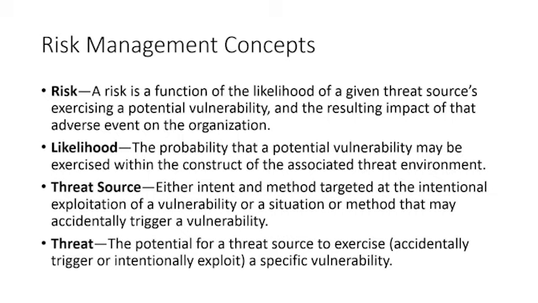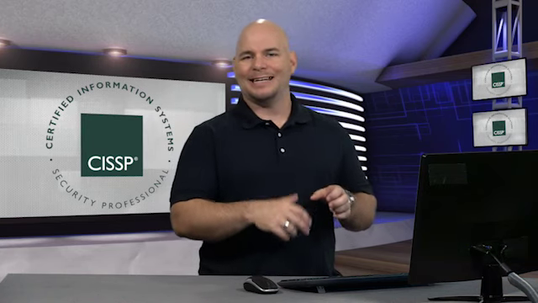A threat source is either an intent and method targeted at the intentional exploitation of a vulnerability, or it could be a situation or method that may accidentally trigger a vulnerability. So a threat source is what's doing the bad thing, regardless if it's intentional or not. Sometimes we have accidental things, for lack of a technical term, go on inside of our organization. Somebody fat fingers something when they're typing in a password, so that could create an incident if they've forgotten their password now because they typed it in wrong.